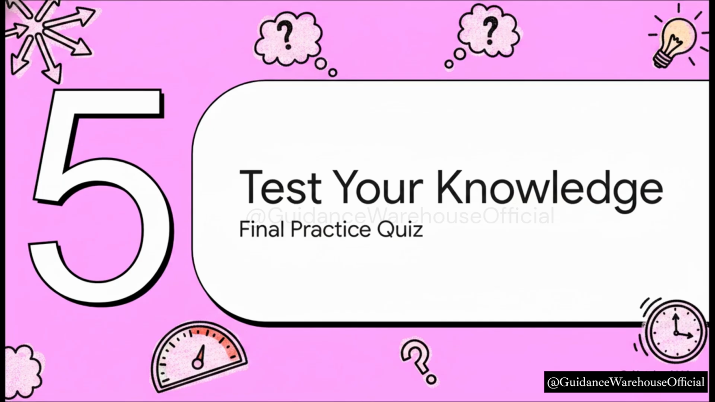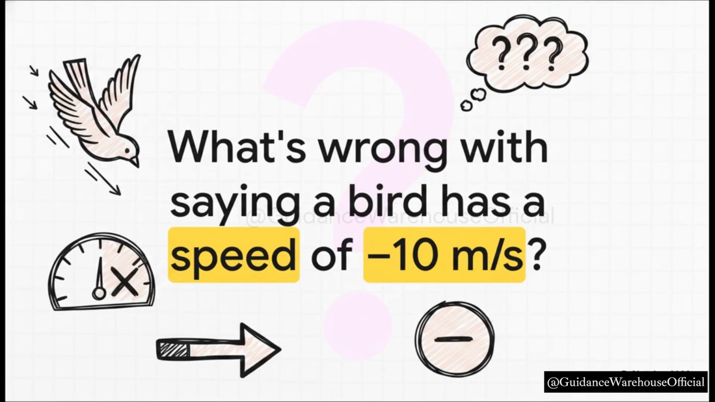Now, to make sure these ideas really stick, let's run through a quick practice quiz. I'll ask a question, you can pause and think about it, and then I'll walk you through the answer. First up, a student writes this in their lab report. A bird diving for prey has a speed of -10 meters per second. What is fundamentally wrong with that statement?